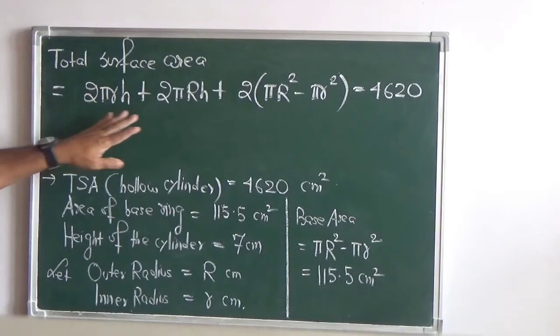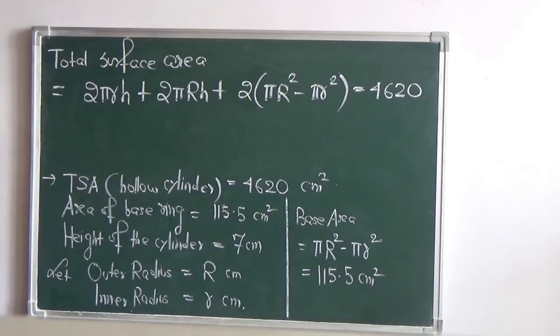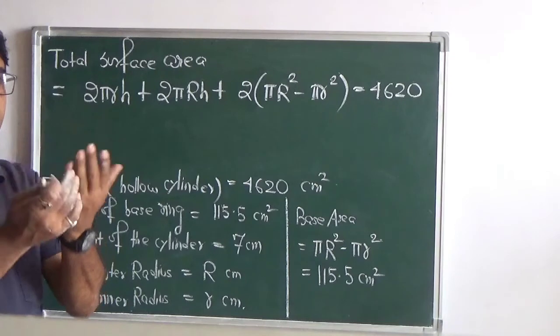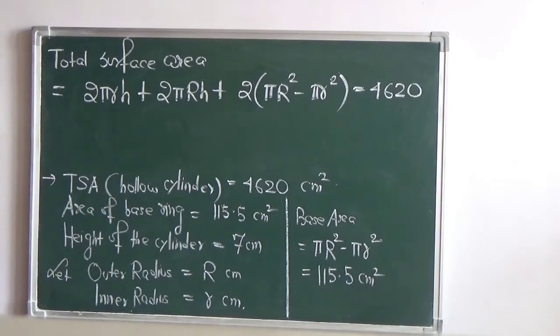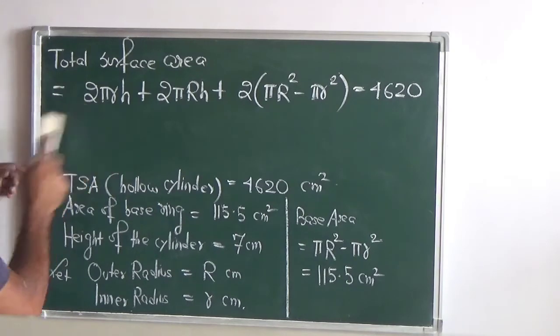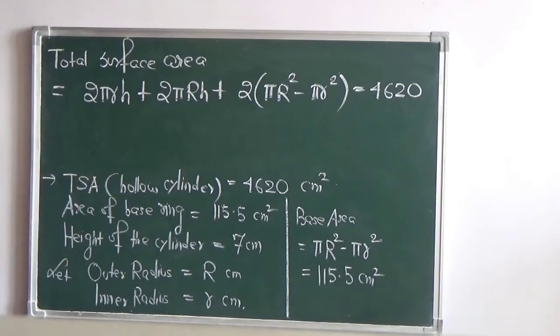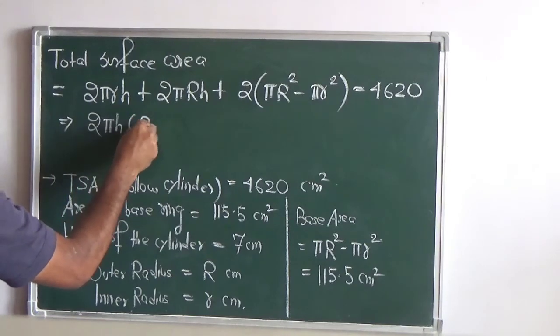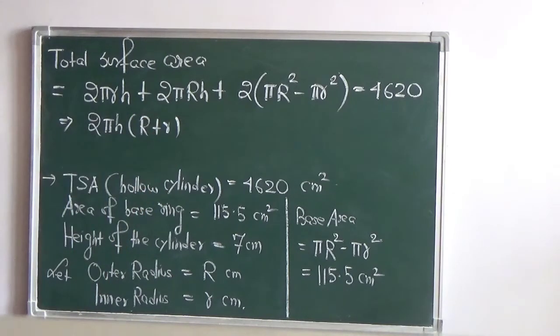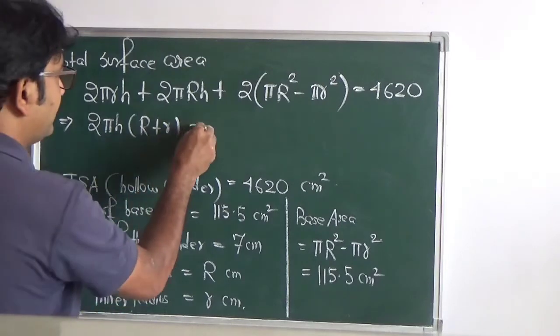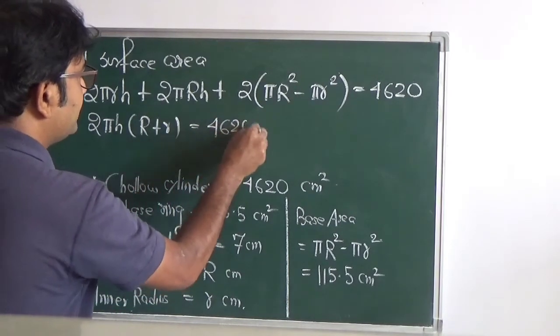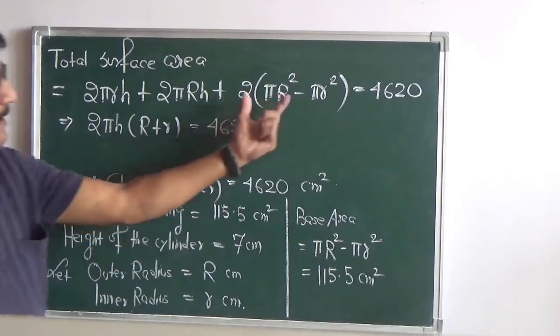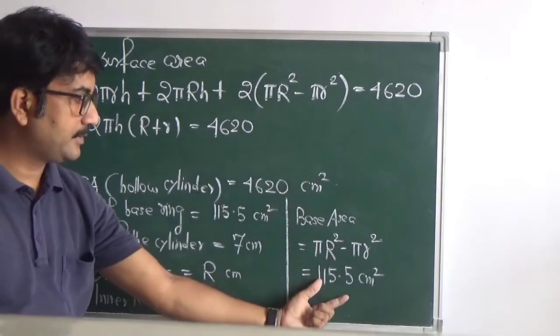Have you got this formula, how it is coming? If you talk about the hollow cylinder, there is an outside surface, there is the inner surface, and the two base areas, one at the top and one at the bottom. So this is the formula, and this is given as 4620. Now from here we can take 2 pi into h common, R plus r, and this equals 4620. And one more thing, this pi R square minus pi r square is given here as 115.5.